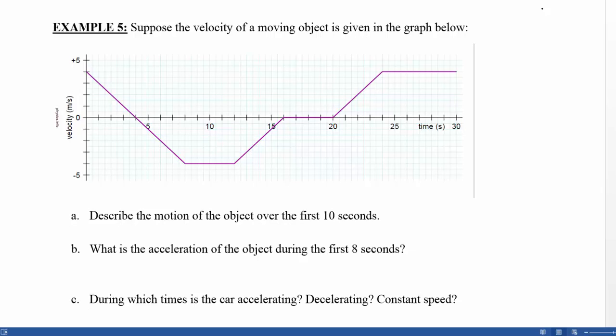Example 5. Suppose the velocity of a moving object is given in the graph below. So let's take a minute to talk about this graph. We can see that time is in seconds and the velocity appears to be in meters per second. So we have some object that's moving.